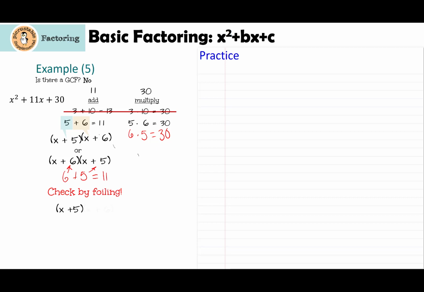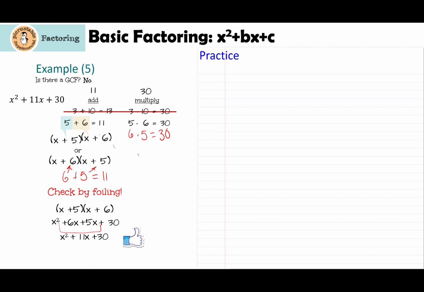So x plus 5 times x plus 6. So x times x is x squared. X times 6 is 6x. 5 times x is 5x. And 5 times 6 is 30. We're going to have x squared. Hopefully you see that 6x plus 5x is our 11x. And then 30. This is great.